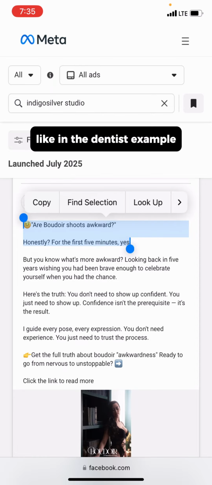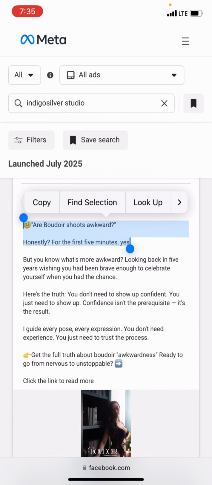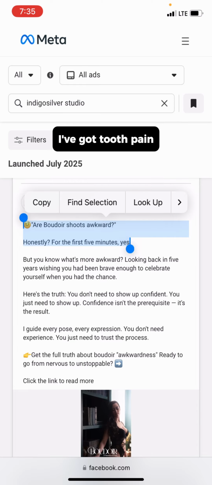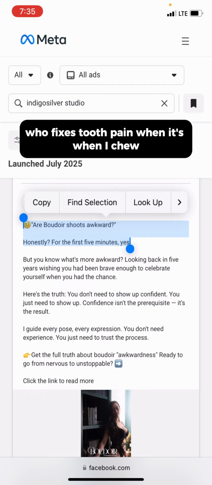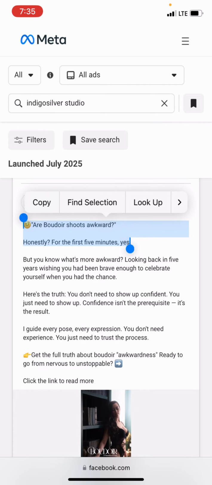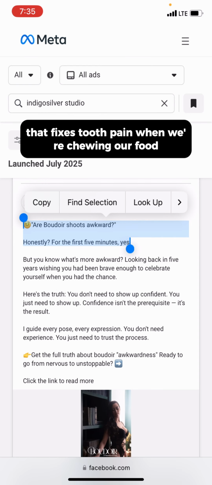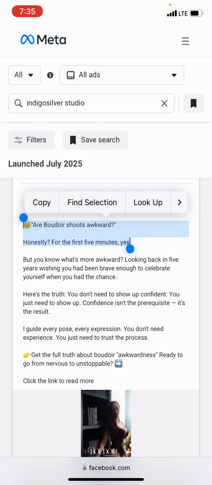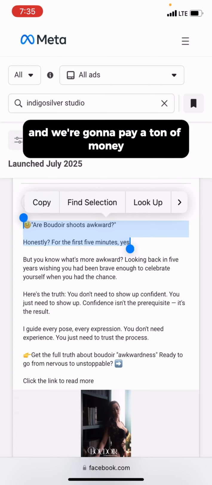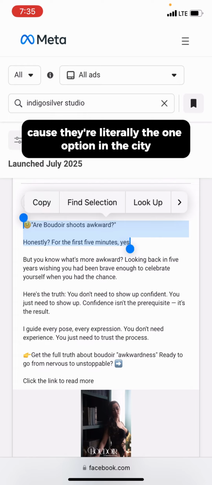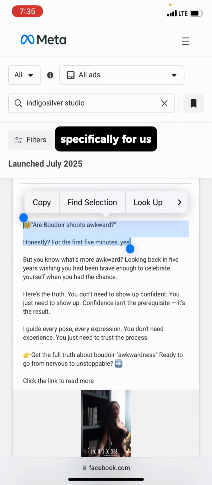Like in the dentist example, if all the dentists in our city only did 6-month teeth cleanings, and I'm like, well, I've got tooth pain. Who fixes tooth pain when I chew? Tooth pain when I'm chewing my food. And there's only one dentist that fixes tooth pain when we're chewing our food. I mean, dude, we're booking with them ASAP, and we're gonna pay a ton of money, and we're more happy to pay more money because they're literally the one option in the city specifically for us.